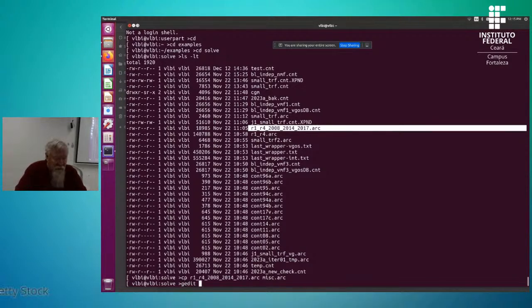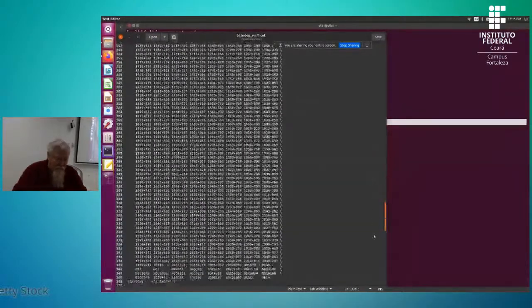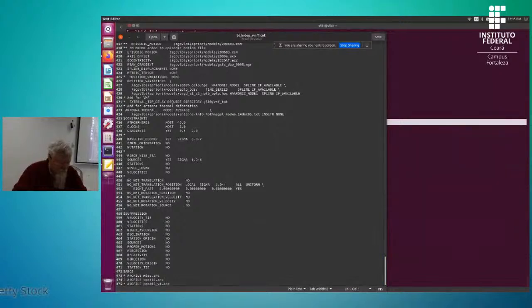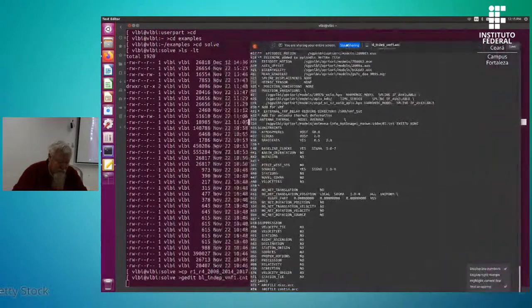Now let's open using gedit baseline_independent_VMF1.cnt. We want to go to the very bottom of that, and you're going to want to turn off screen highlighting of the current line. So can you go back to the terminal?